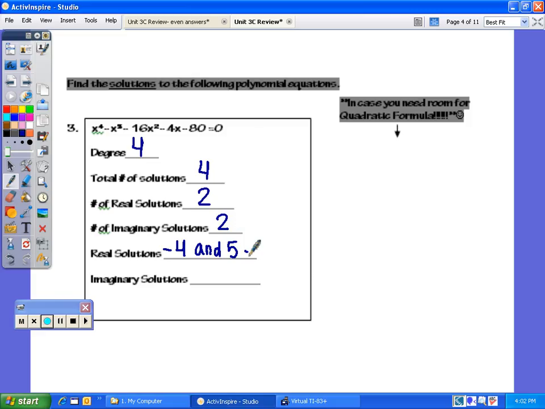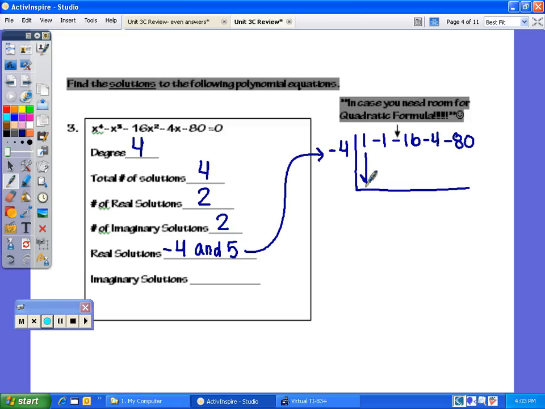Now we're going to do synthetic division using those 2 numbers. So it'll be negative 4, and the coefficients are 1, negative 1, negative 16, negative 4, negative 80. Bring down the 1, and then just keep working it out.